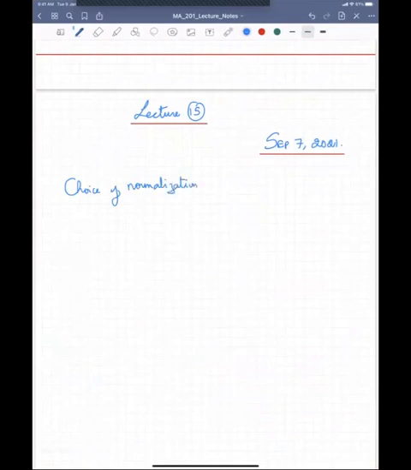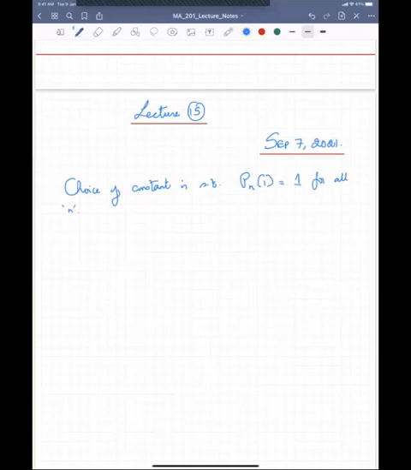A conventional choice of normalization, or I should not actually say normalization, because we'll talk about normalization later. The choice of constant is such that Pn of 1 equals 1 for all n. Okay. So you usually demand that Pn of 1 is equal to 1 for all n. Now, is this absolutely necessary? Probably not. But this is the conventional choice that is employed.